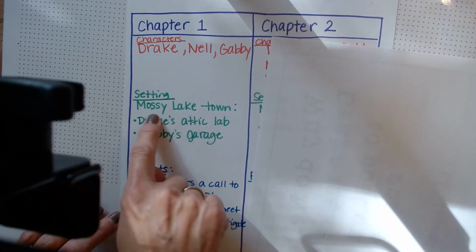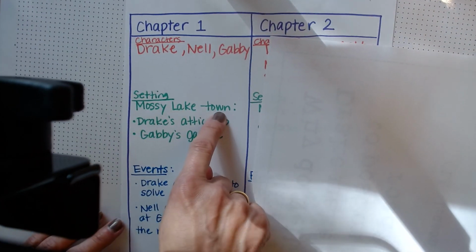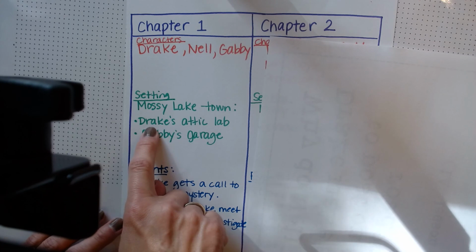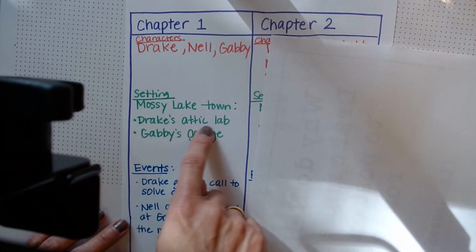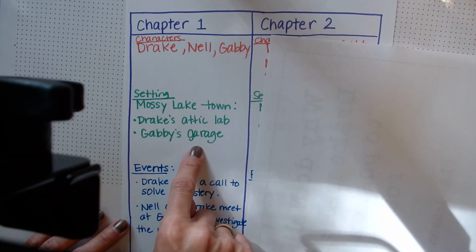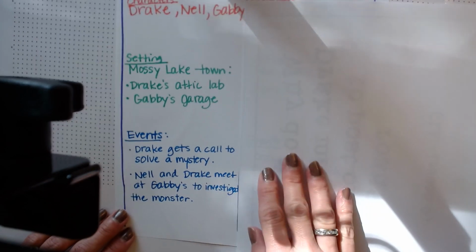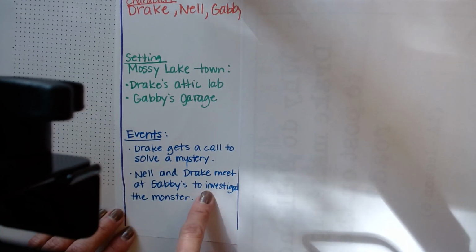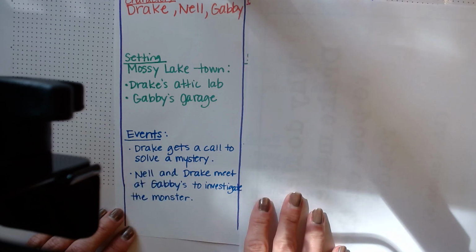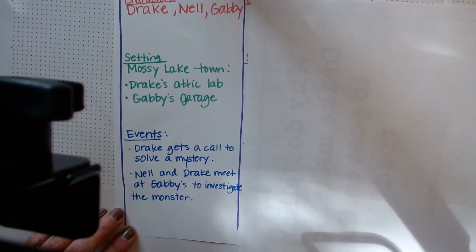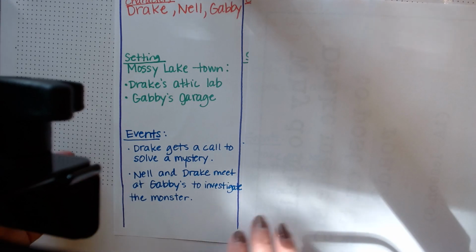Here was the setting, right? They live in Mossy Lake. That's their town. We learned that. But more specifically, they were in Drake's attic lab, and they were also in Gabby's garage during this part of the story. These were the events, the things that happened in that chapter. Drake got a call, right, to solve a mystery, and then he and Nell met at Gabby's to investigate.